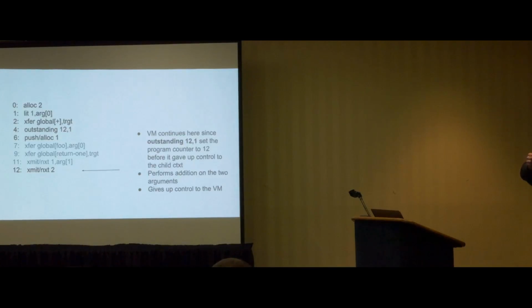It may be slightly confusing here as far as the arguments. You can see that in this code segment, arg0 is referenced twice. Those are two different arg0s. The first one is the arg0 of one context, and the second one is the arg0 of the inner context, the child context. Just wanted to make that clear. The plus gets invoked by XMIT? By the last XMIT at position 12, yeah.